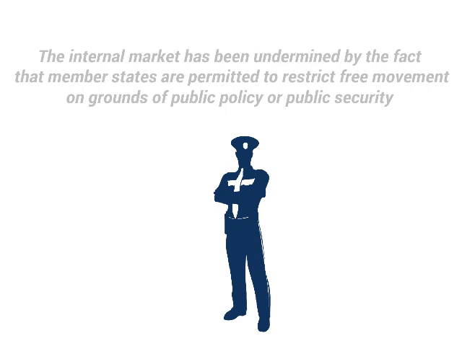Now, let's take a look at the principles on which the single market has been built. As we have seen, the TFEU provides for the free movement of goods, workers, establishment and capital between EU member states. However, the success of the internal market has been undermined by the fact that member states are permitted to restrict free movement where the restriction is justified, for example on grounds of public policy or public security.